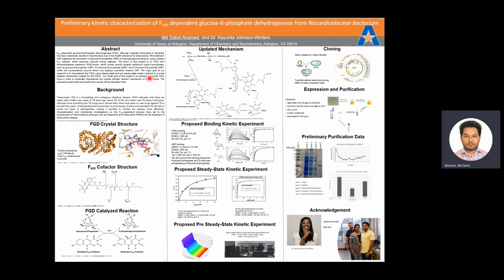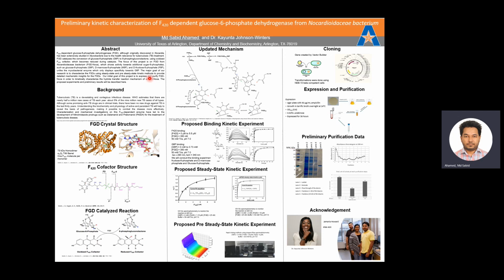Today I'm going to talk about the preliminary kinetic characterization of F420 dependent glucose 6-phosphate dehydrogenase from Nocardia bacterium. At first, I'm going to start by giving some of the background information of F420 dependent glucose 6-phosphate dehydrogenase, especially from Mycobacterium. This enzyme has been studied extensively because of its health relevance to the tuberculosis disease.